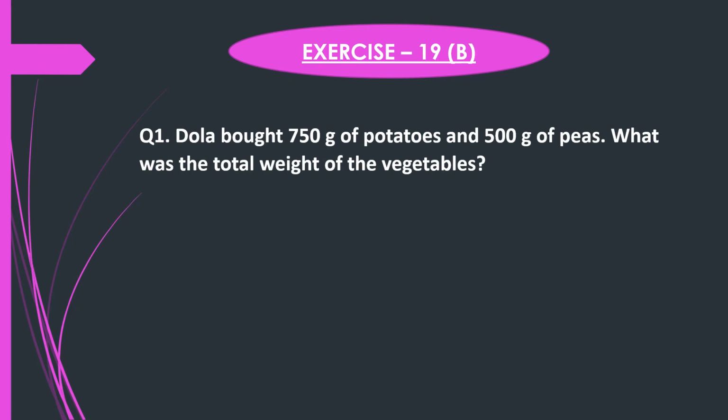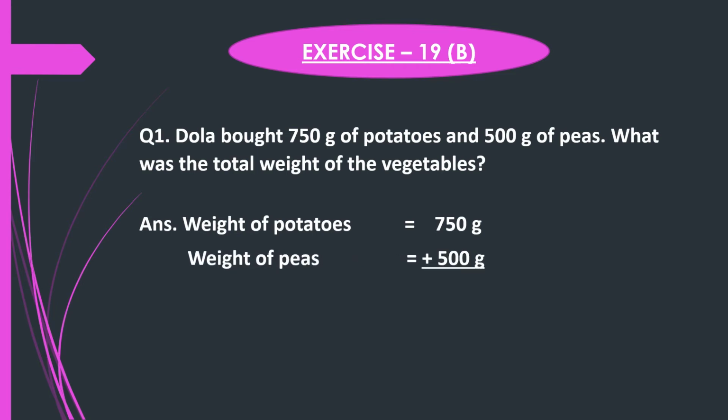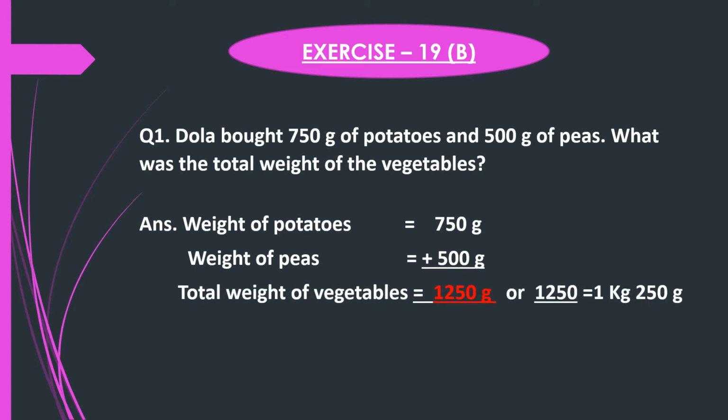So here, weight of potatoes is given and weight of peas is given. Then you have to tell the total weight of the vegetables. So add it, children. Weight of potatoes plus weight of peas. The questions you have to write down in this way, in this form of statement. Then you add it. Total weight will be 1250 grams, because here the weight is given in grams.